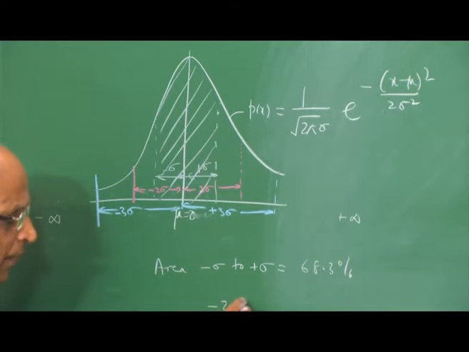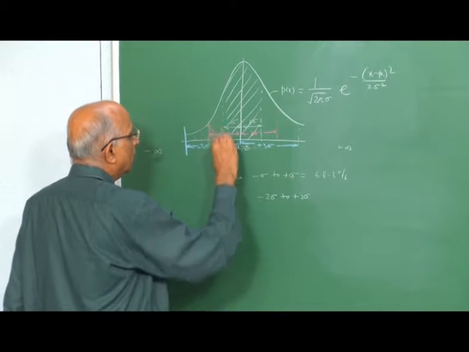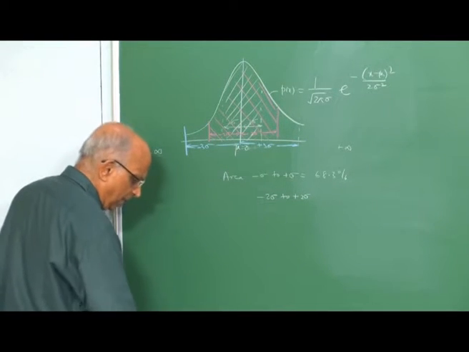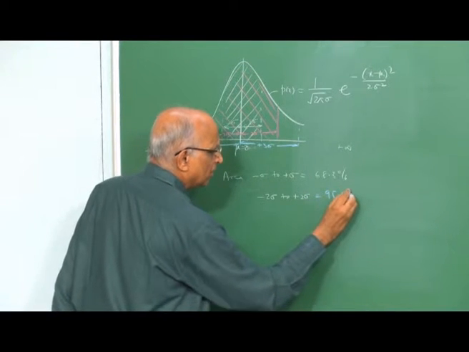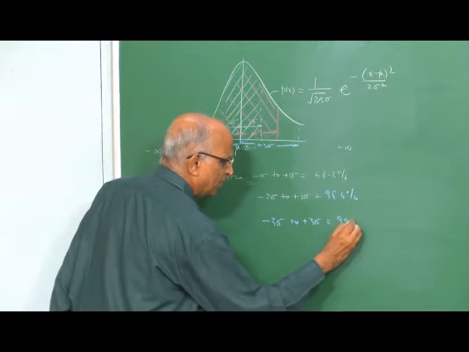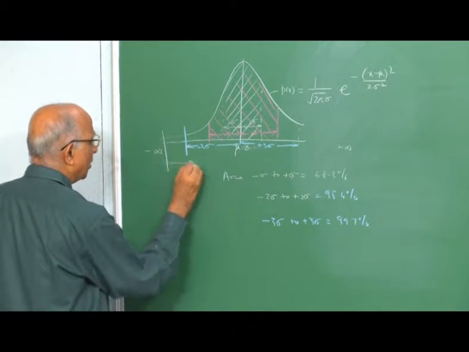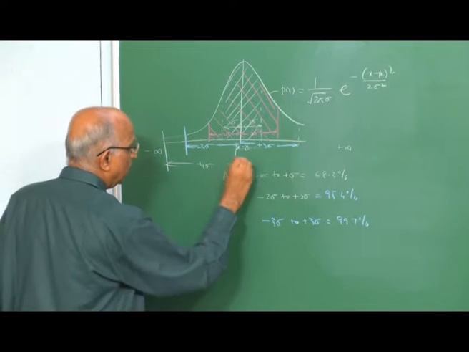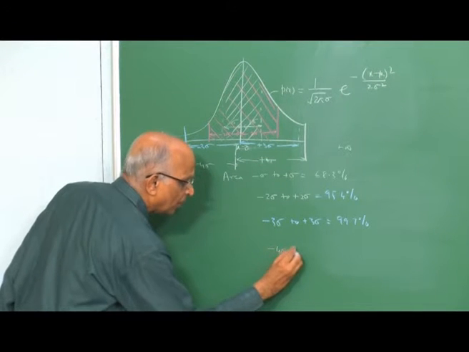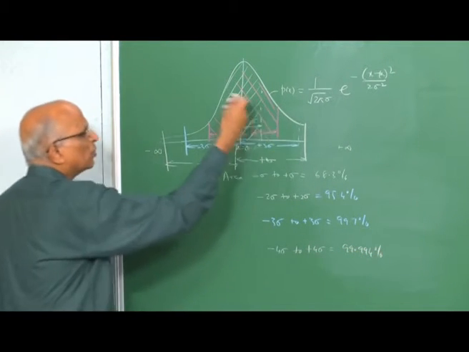If I take from minus 2 sigma to plus 2 sigma, which means I take the area of the curve from here to here, the area is something like 95.4%. Between minus 3 sigma to plus 3 sigma, the value is something like 99.7%. Well, I can keep on doing this. Maybe I go to 4 sigma, let us say, minus 4 sigma to plus 4 sigma over here. The area of the curve from minus 4 sigma to plus 4 sigma is something like 99.994%. That means I am covering almost the entire distribution.